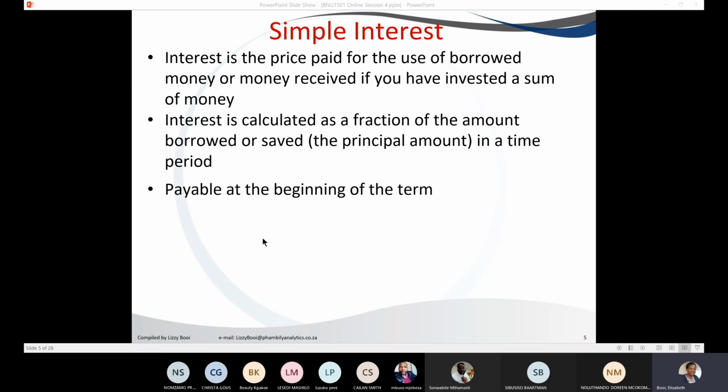So you will have to pay back 10,000 plus that 1,000 interest. And it's always payable at the beginning of the term. So you only pay it once off at the beginning, not that it's going to be broken down and you only settle it at the end. No, it's part of your installment.